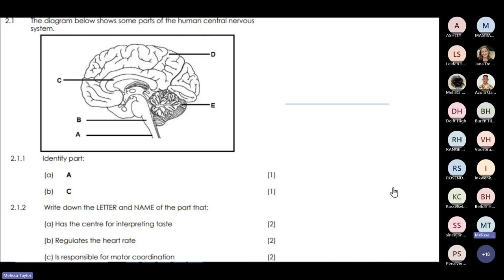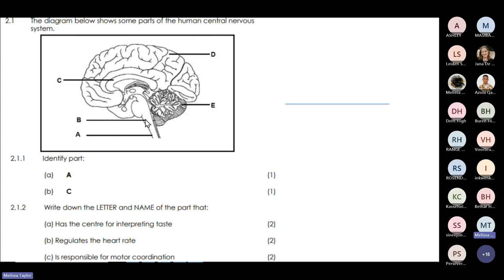Right, so let's go through the answers to this question. It says the diagram below shows some parts of the human central nervous system. And then we have a diagram of the brain. As I've said before, it's always important to make sense of the diagram first. So although they only ask for identification of A and C, let's go ahead and label this whole diagram for ourselves quickly. So A, now here's what I was talking about before.